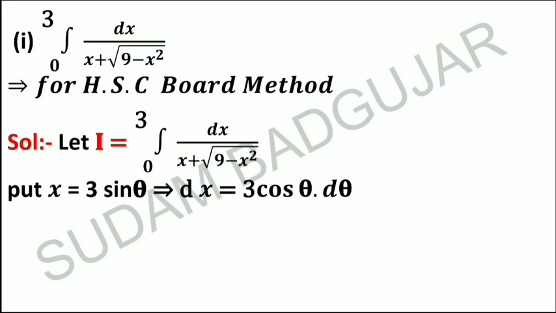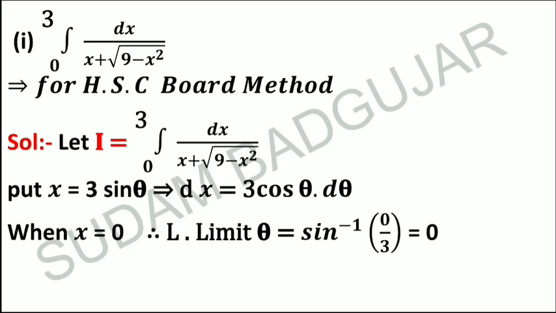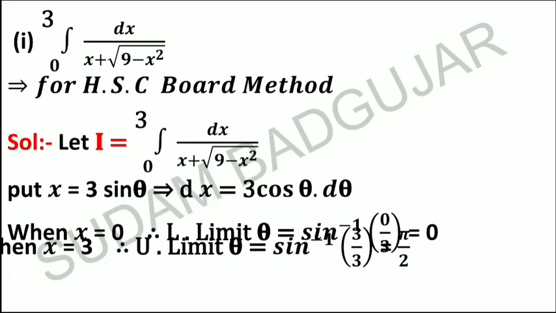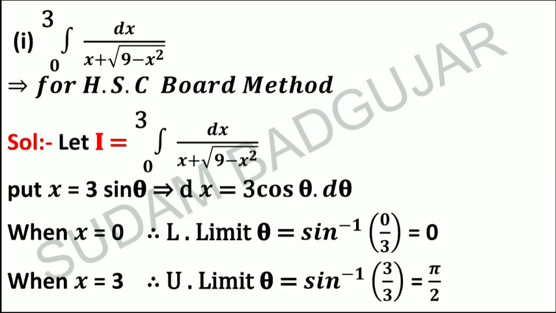The lower and upper limits, 0 and 3, are related to x. So we have to find the new lower and upper limits which are related to theta. First, lower limit: when x equals 0, theta is equal to sin inverse 0 upon 3, that is sin inverse 0, which becomes 0. When x is equal to 3, the upper limit theta is equal to sin inverse 3 by 3, that is sin inverse 1, which is pi by 2. So our new lower and upper limits are 0 to pi by 2.